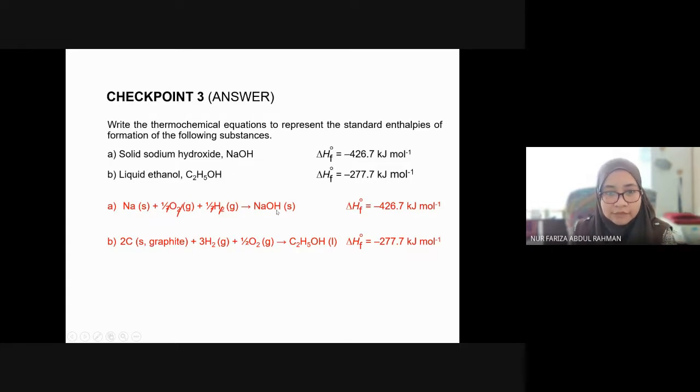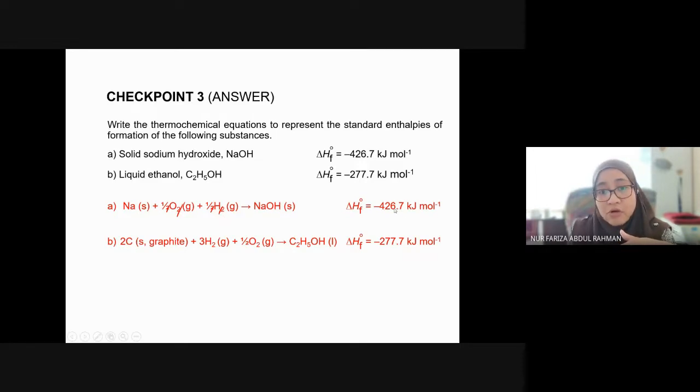Okay, when you refer to this equation and you notice that, okay, this is formation because all of these are in its constituent elements, okay, and then the product form ataupun the substance form is in 1 mole. Therefore, automatically it will be kg per mole of the product form. Okay, so sebab you jangan lupa to form this product, it requires 1 mole of sodium, half mole of oxygen, half mole of hydrogen gas.